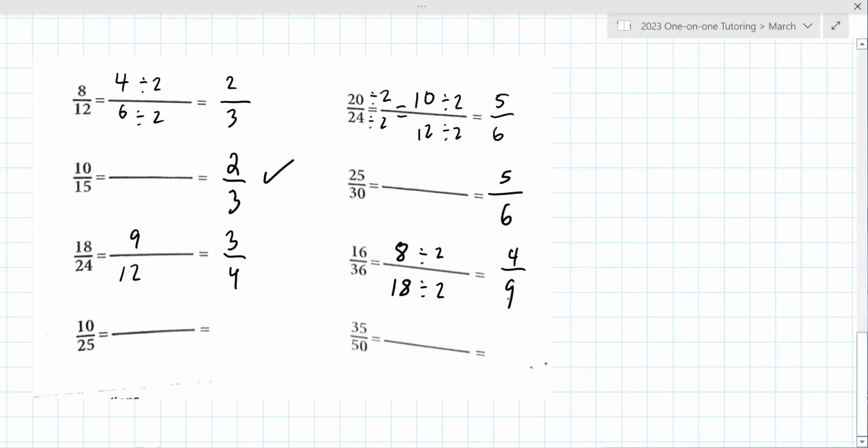And then 10 over 25 is, 5 can go into them, and that's 2/5. Yes. 35 over 50, 5 can go in, and that's going to be 7 over 10.